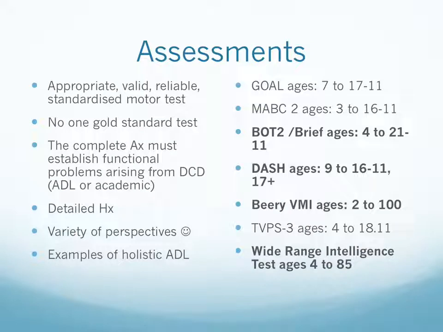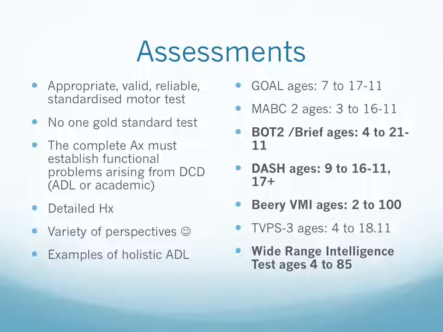This slide shows a range of assessments which are frequently used at Dyspraxia UK. The ones that I've put in bold are ones that I use really regularly. As you can see, we've got the BOT2 and the BOT2 brief, which the age range is from 4 to 21 years and 11 months. What's great about the BOT2 is that it has norms for both males and females, and it's a really broad age range, so you can see quite a lot of clients.